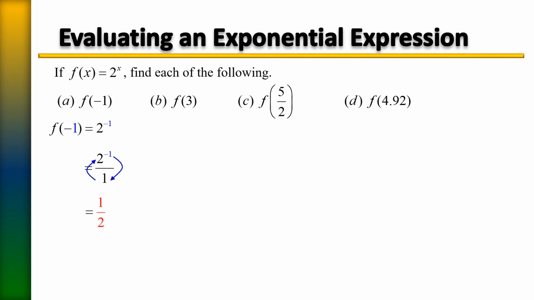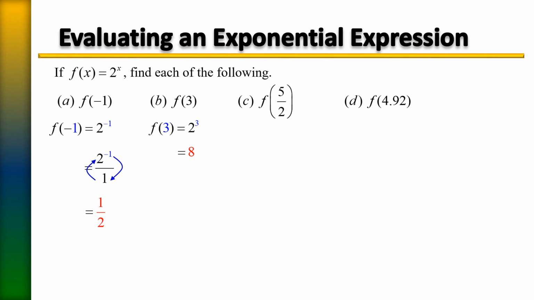Next, we want to find f of 3. So we're going to remove the x, this time replace it with a 3. And when we do so, it's going to look like so. 2 raised to the 3rd power means you're going to multiply the number 2 3 times, and that's going to give you 8. So our output here is 8.